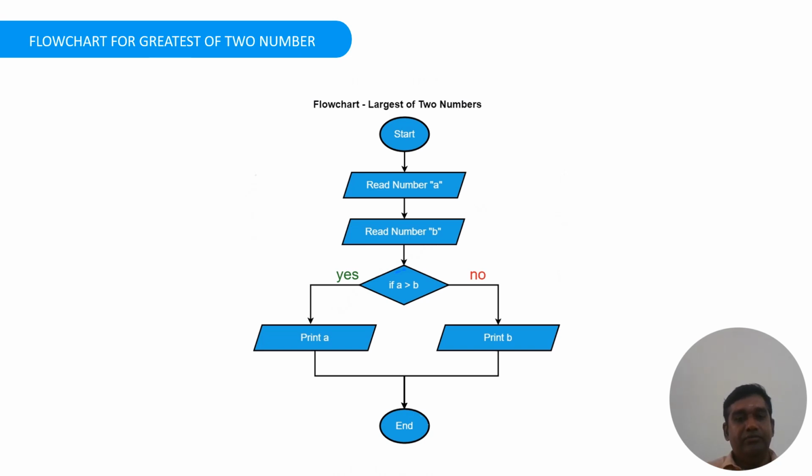If A is greater than B, and the answer is yes, it needs to go in this direction, which is an arrow symbol, and then we need to print the value of A. If A is not greater than B, meaning the output is no, it needs to flow towards print B. Here we are using a parallelogram for printing the output, and finally we are going to end the flowchart. So this is the flowchart for finding the largest of two numbers.